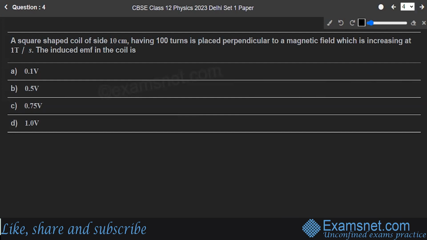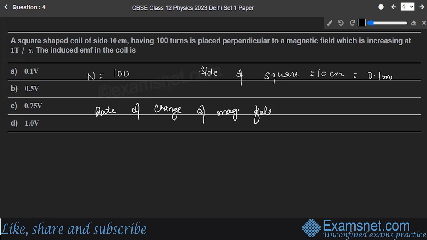A square-shaped coil of side 10 centimeter having 100 turns is placed perpendicular to a magnetic field which is increasing at 1 T per second. The induced EMF in the coil is. So you are having the number of turns as 100 and the side of square is 10 centimeters, which is equal to 0.1 meters. Rate of change of magnetic field is given by dB upon dt. This is given to you as 1 T per second.